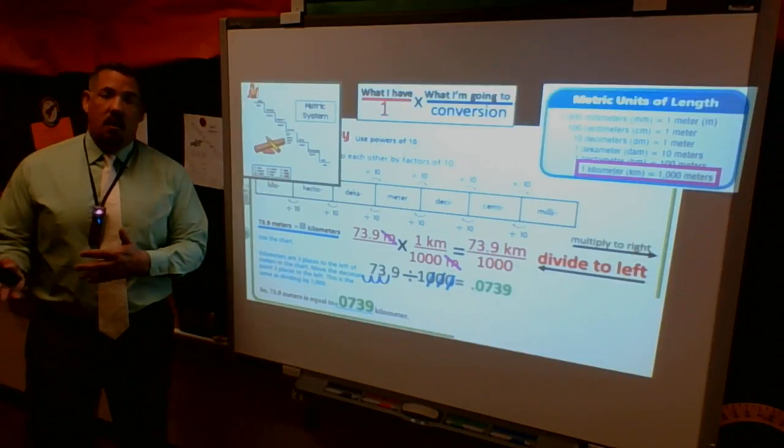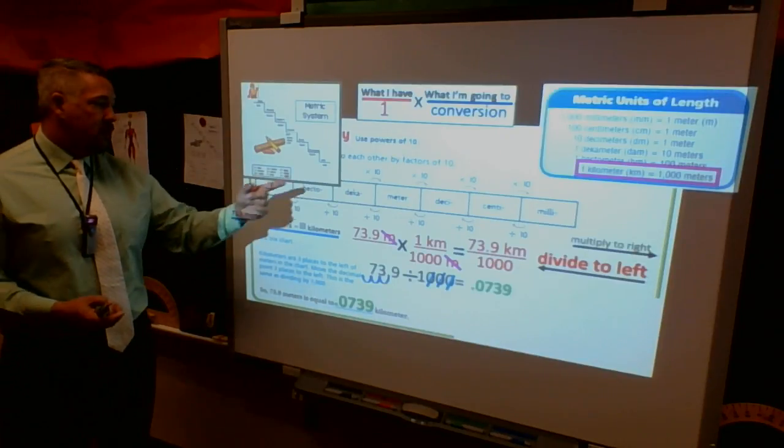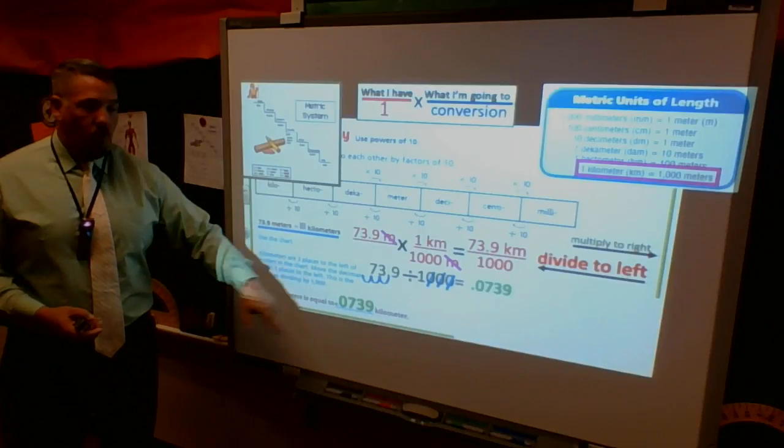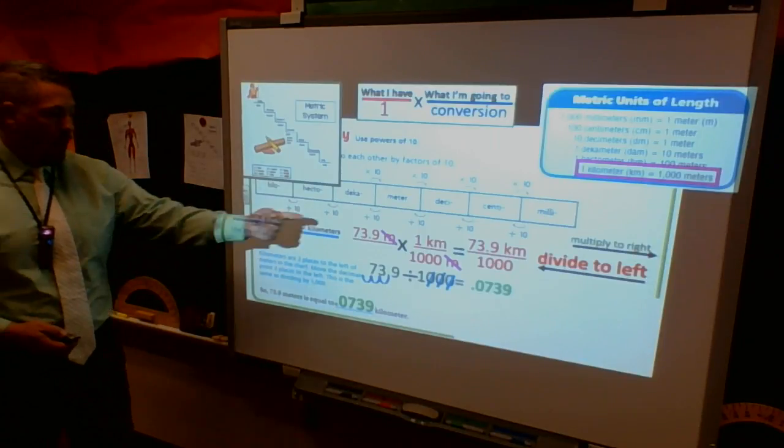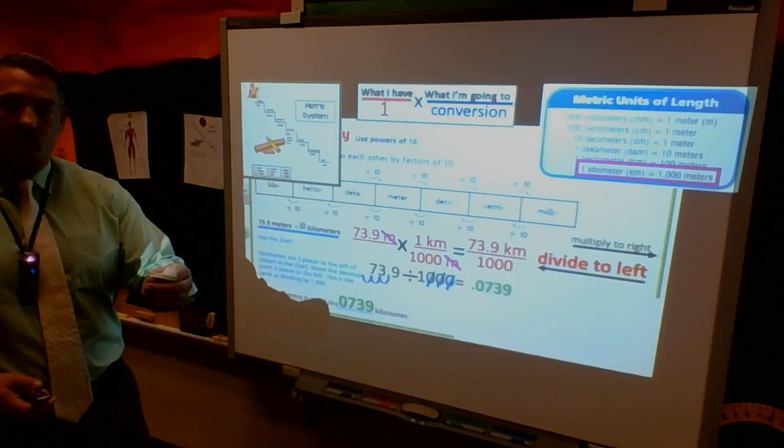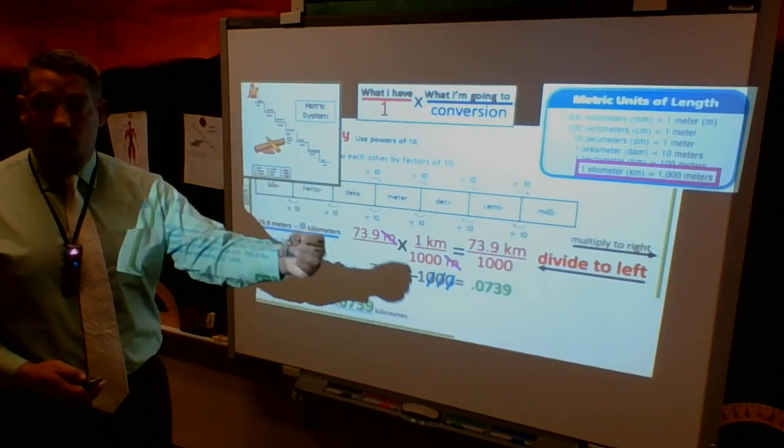So how many kilometers is it? If this is the number of meters that I have, 0.0739 kilometers. Either way that you want to do those is fine with me, as long as you show me the steps and you get to the right answer.